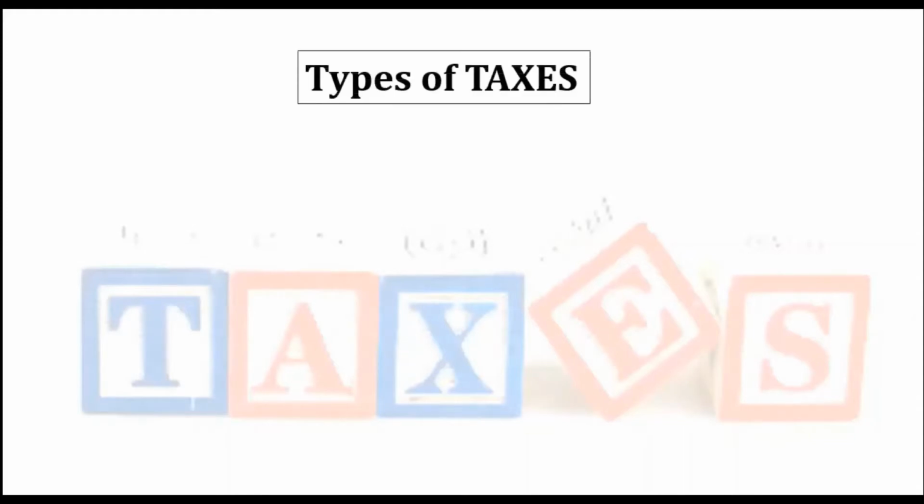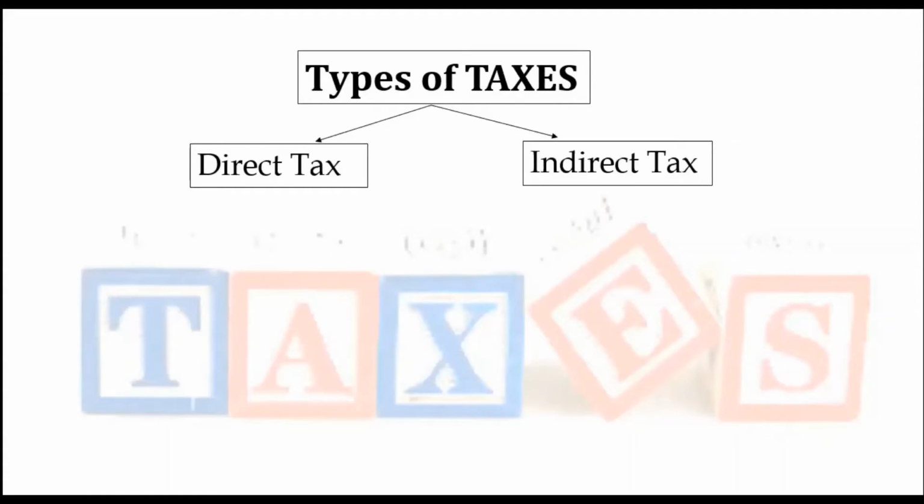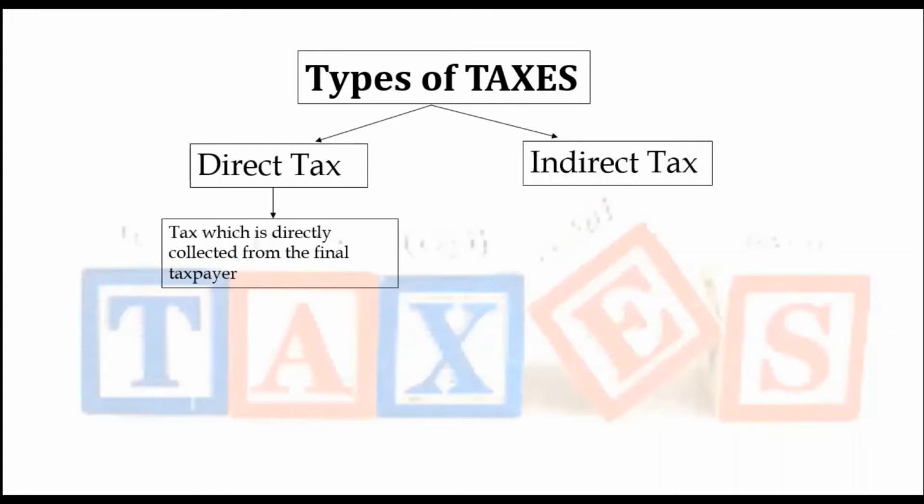Next, what are the types of taxes? We have two types of taxes in India. We have direct tax, we have indirect tax. Direct tax means the tax which is directly collected from the final taxpayer, which means the final consumer will directly pay the direct tax to the government, straight away to the government, no middleman. For example, it is income tax.